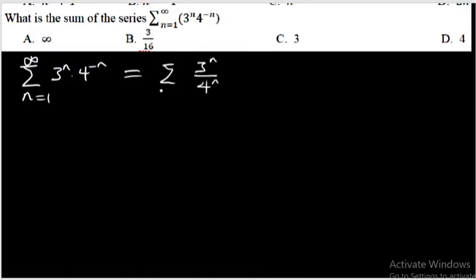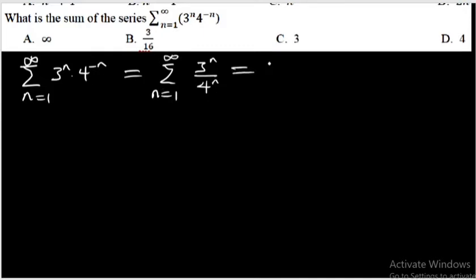Next question. It says, what is the sum of the summation 3 to the power of n times 4 to the power of negative n? N starts from 1 to infinity. This is also an infinite series, but first let's rearrange it. This is equal to the summation 3 to the power of n over 4 to the power of n, n starts from 1 to infinity. Because the exponent is negative here, we can bring it down.